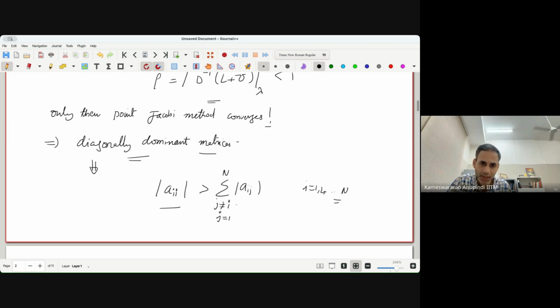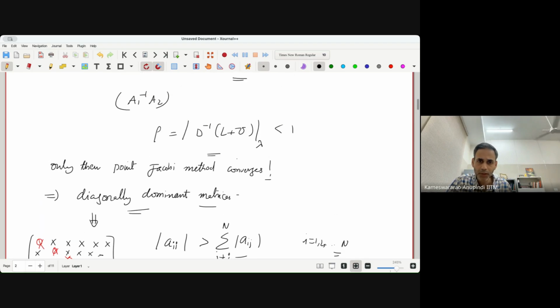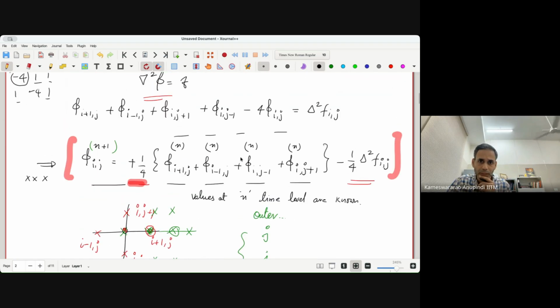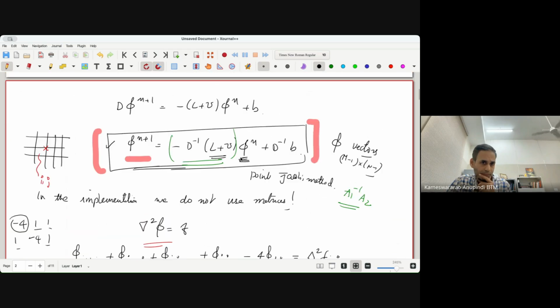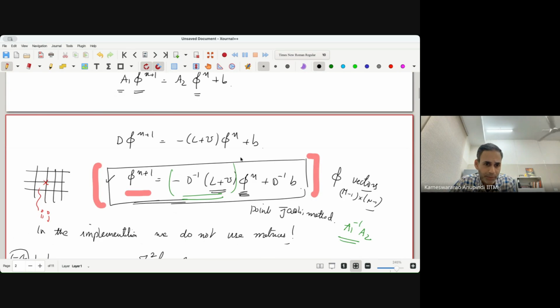So if this is satisfied, when you take a matrix, the values in the diagonals, in an absolute sense, must be greater than the sum of the absolute values in all the other columns. Then we can say that the matrix is diagonally dominant, or it satisfies the Scarborough criteria. For these matrices the point Jacobi method works. Any questions so far on the point Jacobi method?